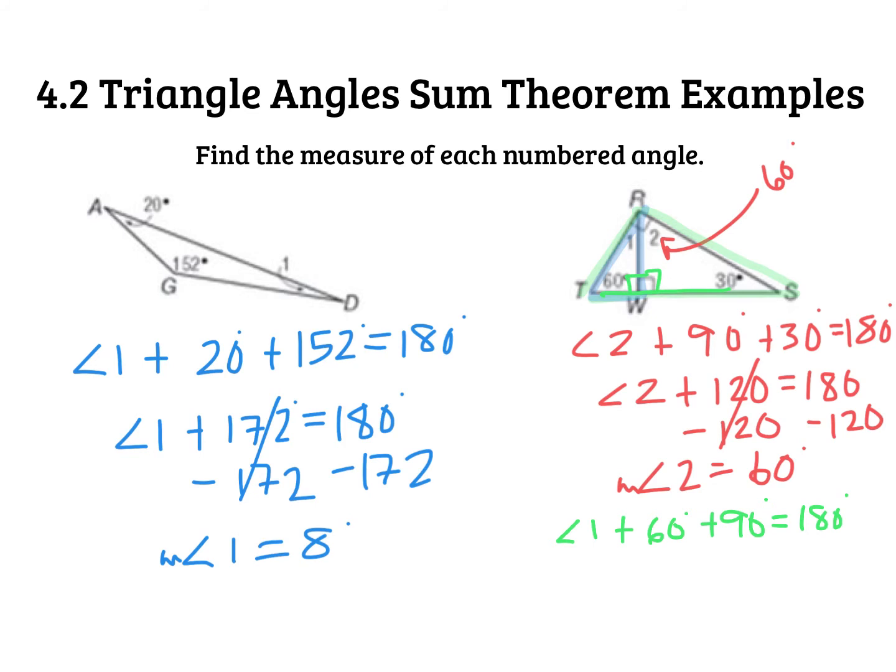All right, so we continue to solve. We have angle 1 plus 150 equals 180. We subtract 150 on both sides, and we're left with the measure of angle 1 equals 30 degrees. Now, if you think about it, this corner at R has a right angle, 90 degrees. So since angle 2 was 60, angle 1 is 30. Together, 60 plus 30 should equal 90. It's another way to verify that you've done this correctly.